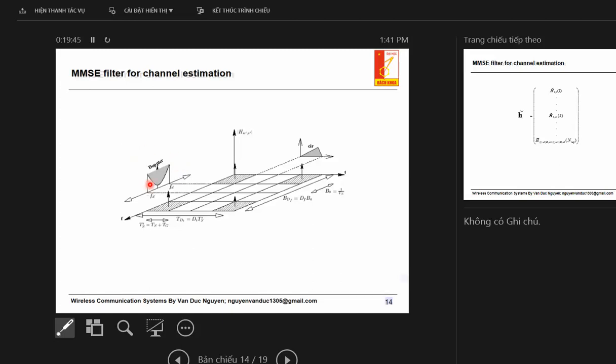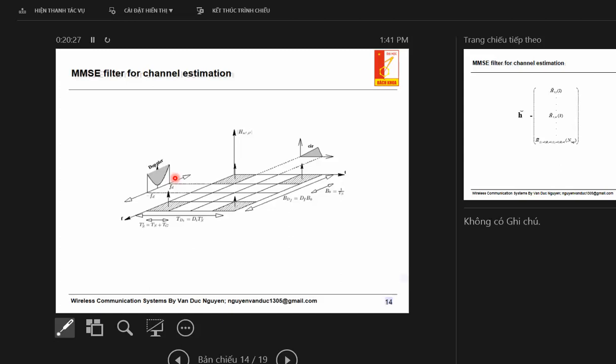In this morning's session, I explained that if you have a Doppler frequency, your system will suffer from intercarrier interference, ICI. That is the effect in the frequency domain. To evaluate the system performance, you need to calculate the ICI power, dependent on the Doppler frequency.